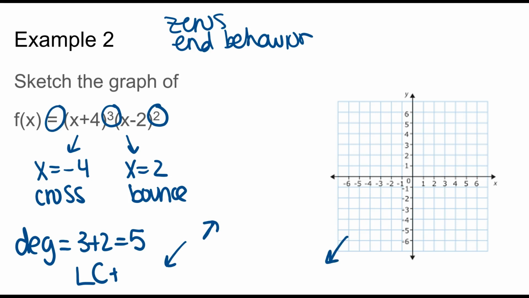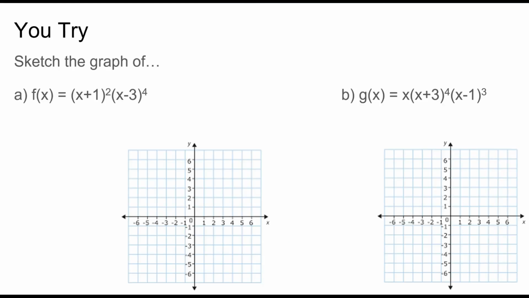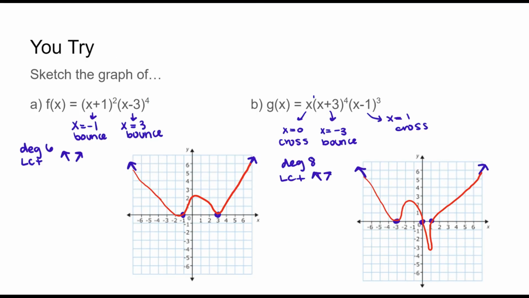So I'll start with my end behavior. And I'm going to graph my zeros. I've got a -4 and a +2. And this is going to cross, and this is going to bounce. All right, so starting with our end behavior here, we're going to come up, we're going to cross, we're going to come down, we're going to bounce, and it might look something like that. I graphed this in Desmos, pretty similar, and you are going to try these two. Let's see how you did. It might look something like that. It's not going to match exactly right.